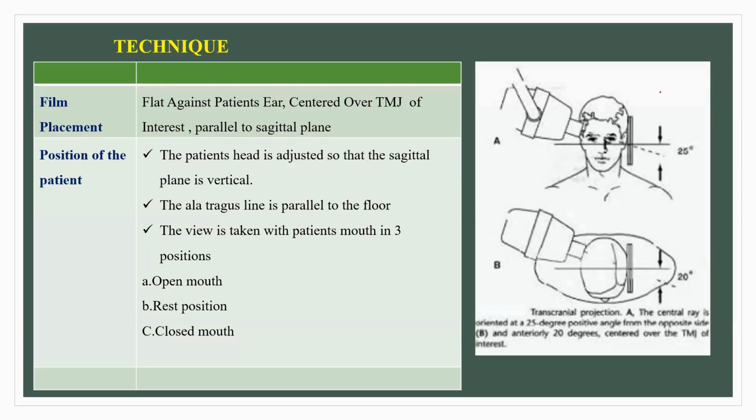Now coming to the technique. Whenever we are explaining a radiographic technique, we need to know three things: your film placement, positioning of the patient, and the central ray. Okay, so that is what we are going to discuss.